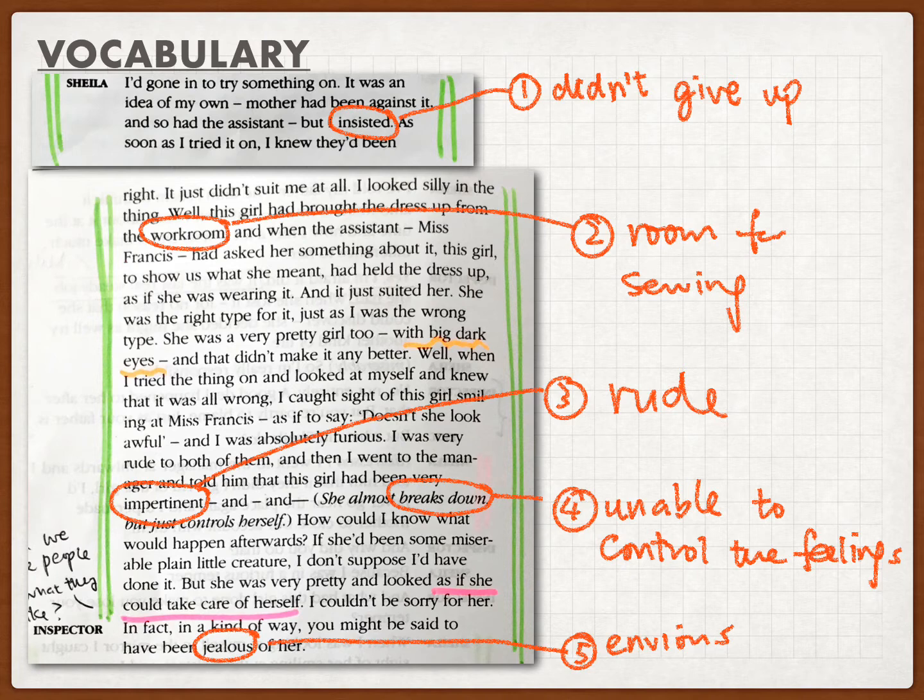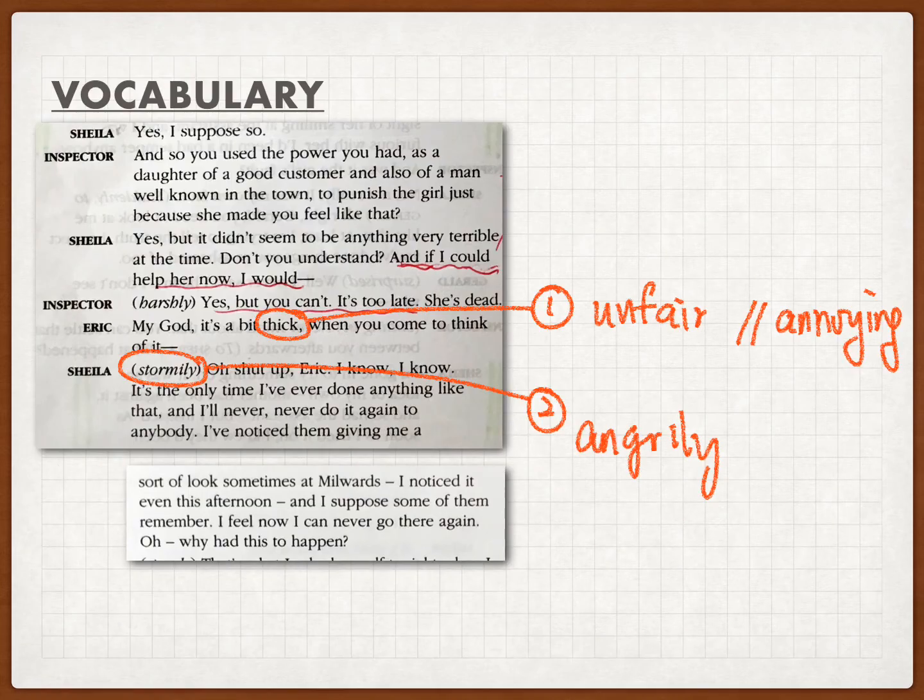Okay, and then the next one, impertinent. Impertinent means rude. And then Sheila breaks down in the stage direction. It means she was unable to control her feelings. She almost cried. And the last word here, jealous, meaning being envious of what other people have. So Sheila was envious, was jealous about Eva Smith's beauty. Here, the almost last part of Act 1, Eric, after hearing what Sheila explained, said, "It's a bit thick." This whole phrase means unfair, it's annoying.